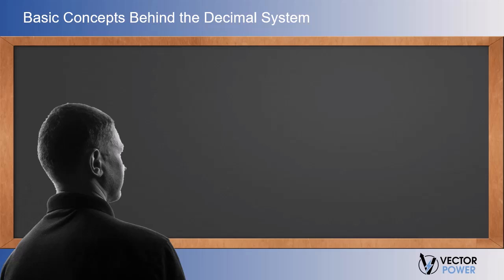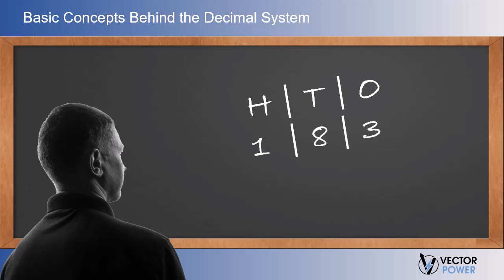To understand binary numbers, begin by recalling elementary school math. When we first learned about numbers, we were taught that in the decimal system, things are organized into columns, such that H is the hundreds column, T is the tens column, and O is the ones column. So the number 183 is 1 hundred plus 8 tens plus 3 ones.